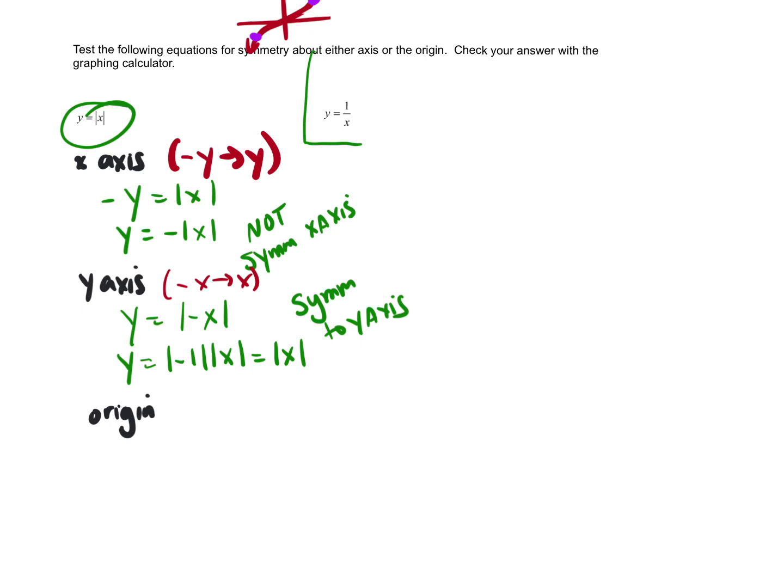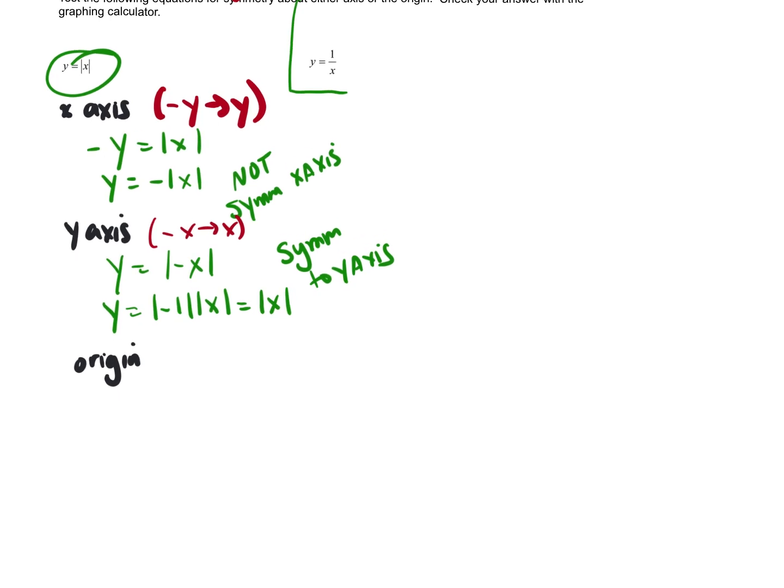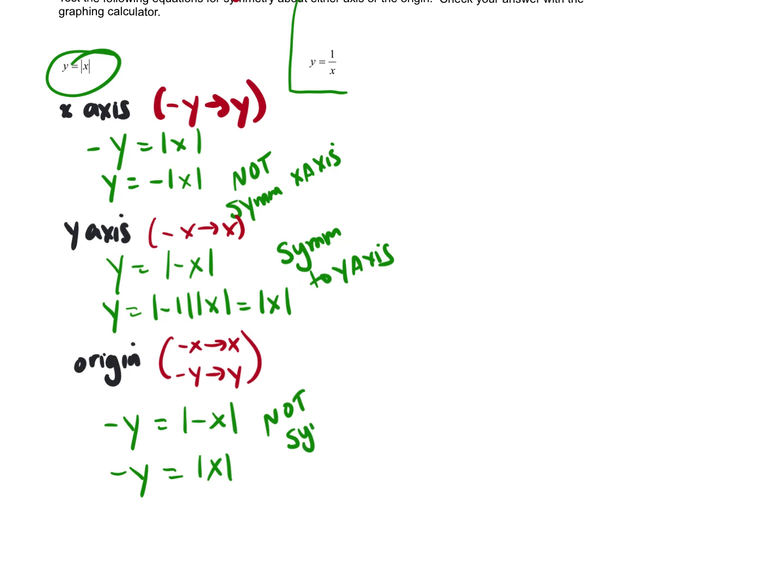And if you know what this graph looks like, that shouldn't be surprising. We'll talk about that here in a second. Now we can check the last one, the origin. If you remember, for the origin we put negative x in for x and negative y in for y to see what it simplifies to. So that gives me negative y equals the absolute value of negative x. The right side I already talked about; that simplifies to the absolute value of x. But now I'm kind of stuck. I can't get rid of that negative sign. So this is not symmetric to the origin. So those tests tell me that only the y-axis shows symmetry with this graph.